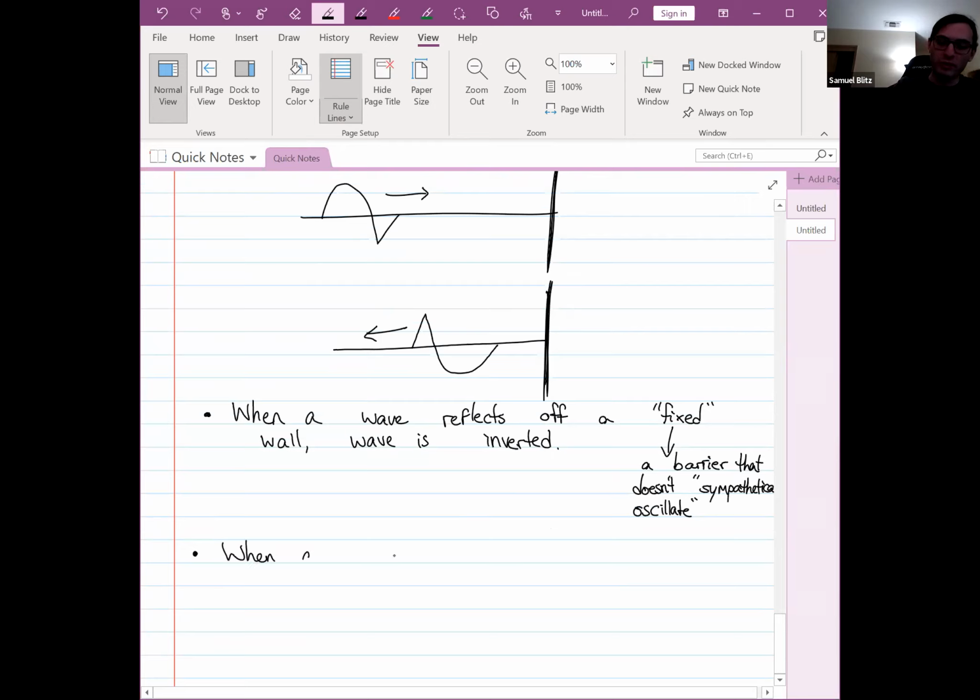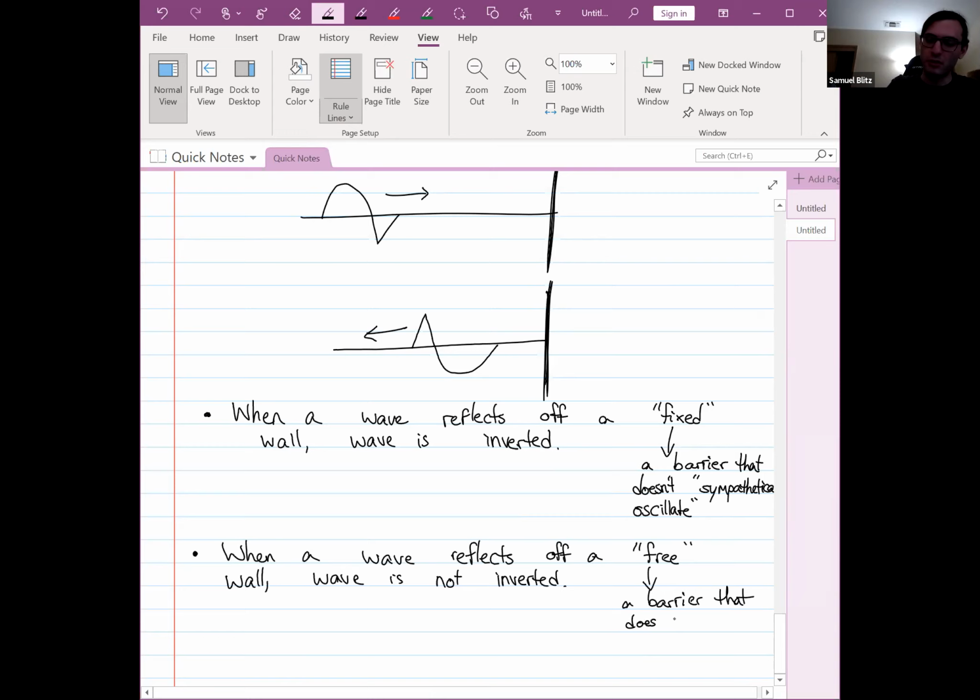When a wave reflects off of a free wall, free meaning that the object that it's bouncing off of is free to move up and down, say, the wave is not inverted. No, this is not related to the free of geometric optics; we will talk about that when we start talking about geometric optics. So a free wall is the same, it's just a barrier that does sympathetically oscillate.